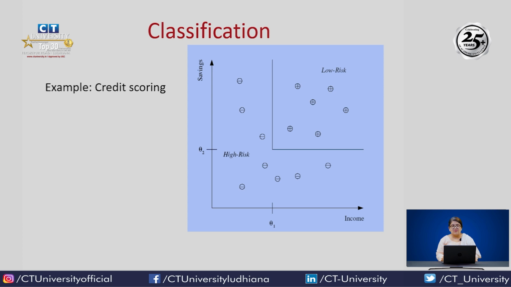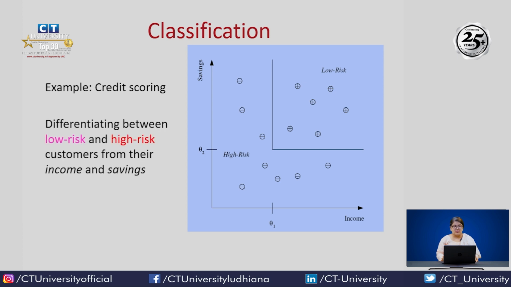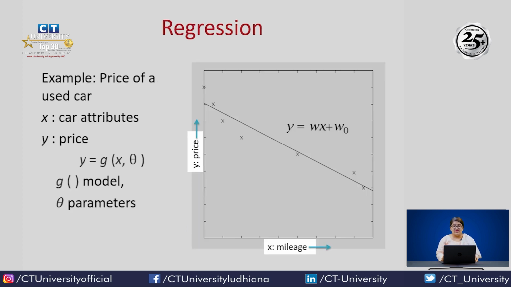This is another very important part of classification, that is credit scoring, like high scoring and low scoring, differentiating between low risk and high risk customers from their income and savings. Then we come to regression.